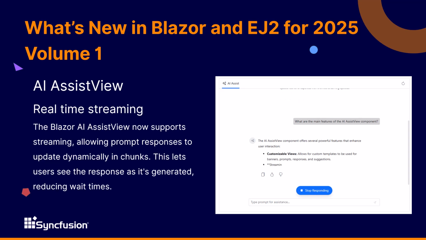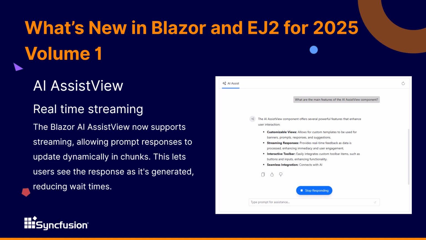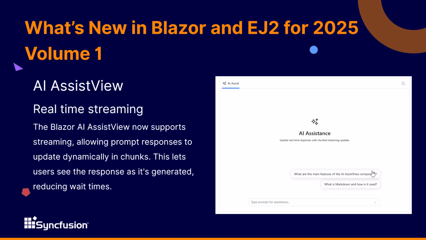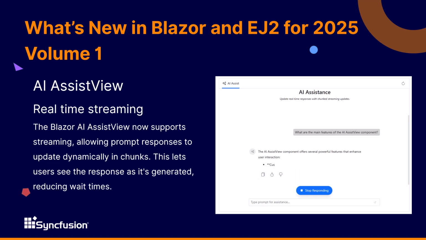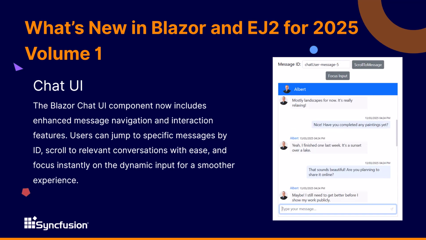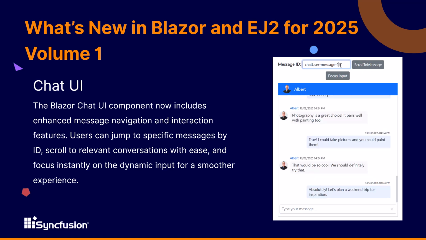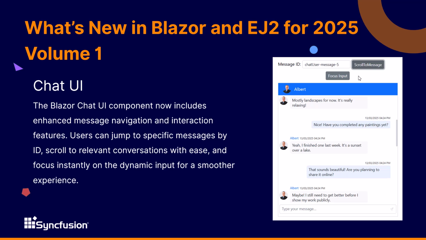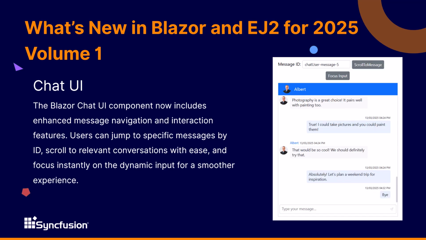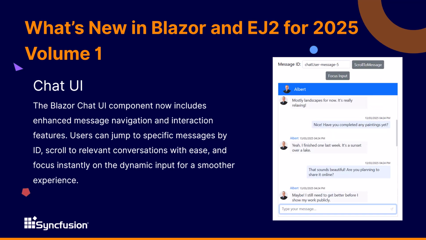The AI AssistView now supports real-time response, streaming dynamic feedback in chunks for reduced delays and an enhanced user experience. Next, ChatUI control now offers improved message navigation and interaction features for more efficient user experience. Users can quickly locate specific messages using their unique IDs, effortlessly scroll to relevant conversations, and set focus on dynamic input.